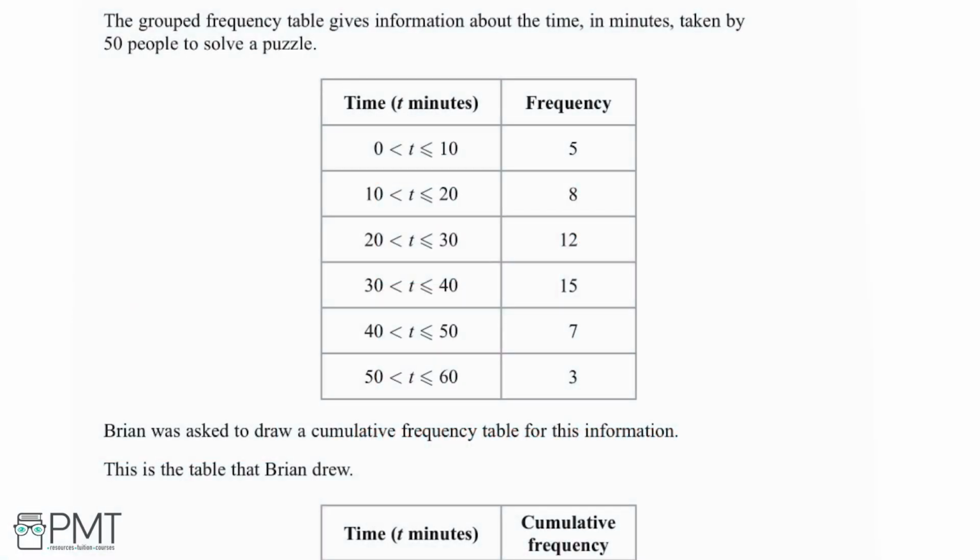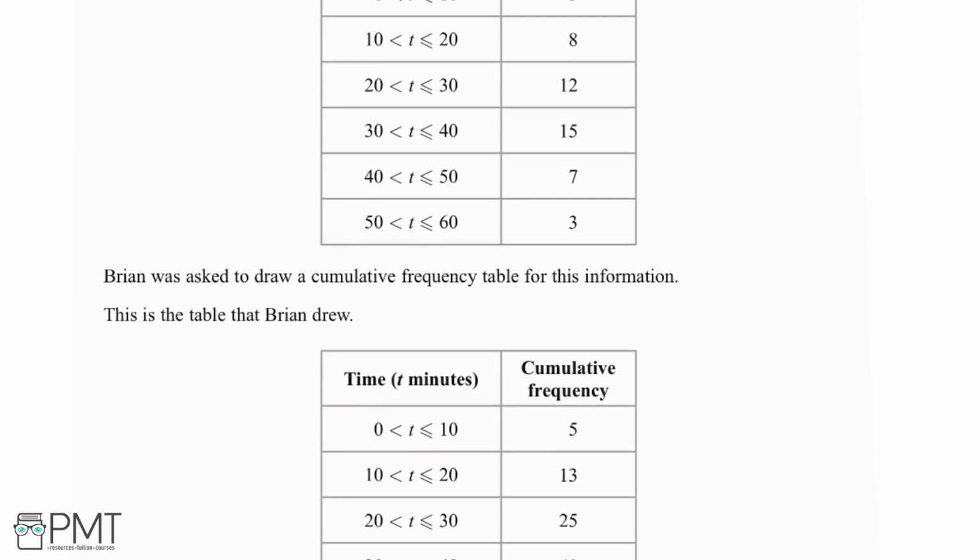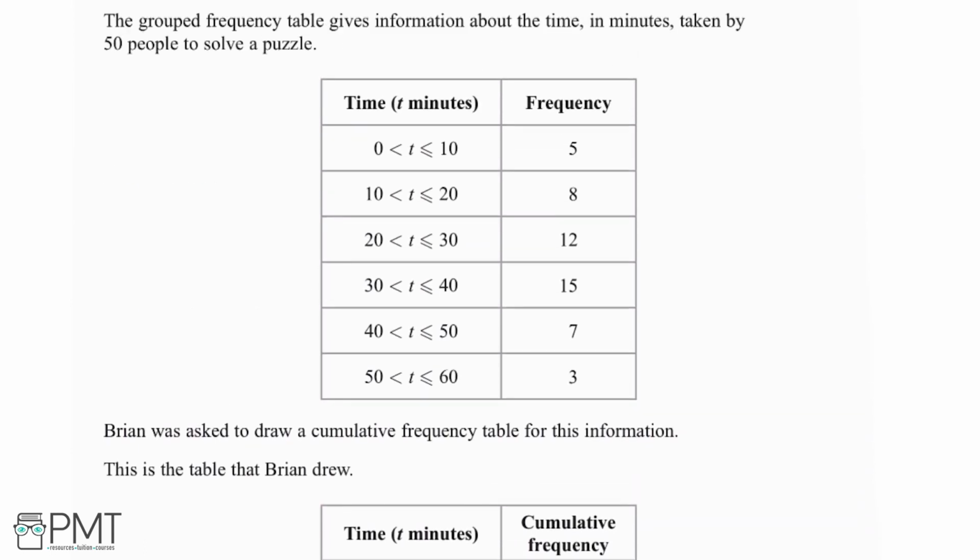The group frequency table gives information about the time in minutes taken by 50 people to solve a puzzle. So here we've got the group frequency table, and Brian was asked to draw a cumulative frequency table for this information. So this is the table that Brian drew when he was asked to draw a cumulative frequency table. And the question goes on to say, write down one thing that is wrong with this cumulative frequency table.